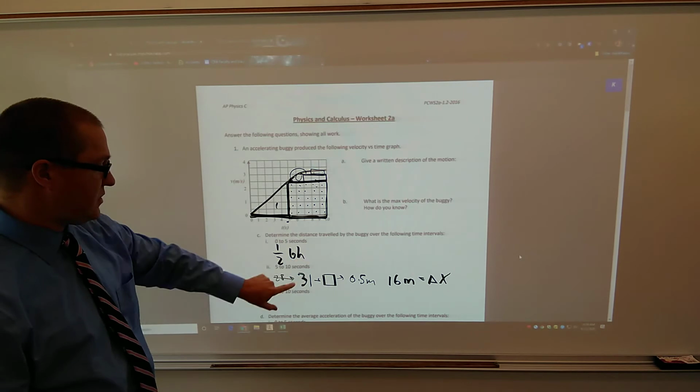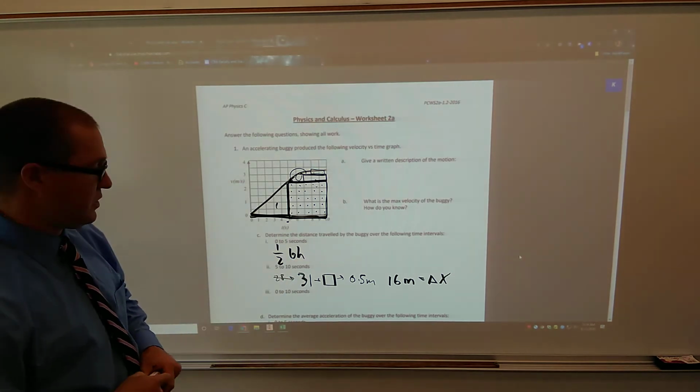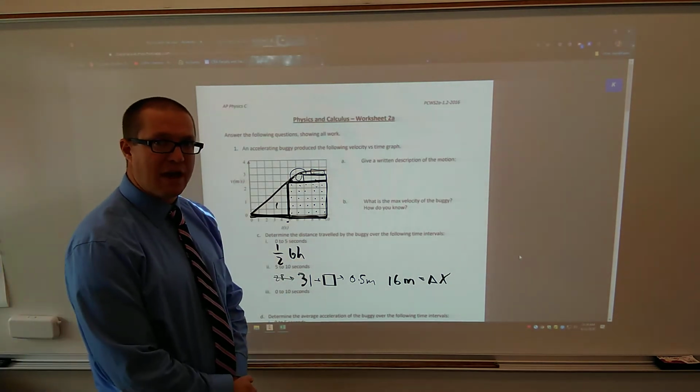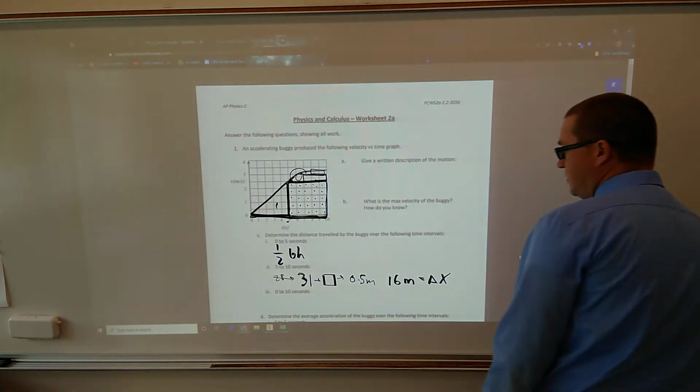0 to 10, we just add these two together. All right, we just add those two together to get the total displacement over that time interval. Now let me just scroll down here.